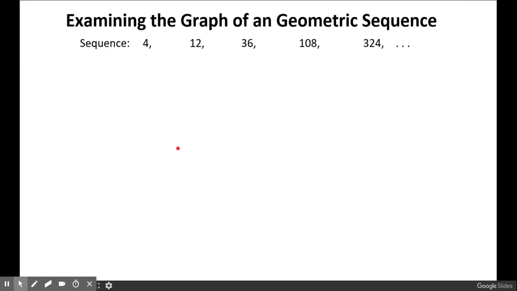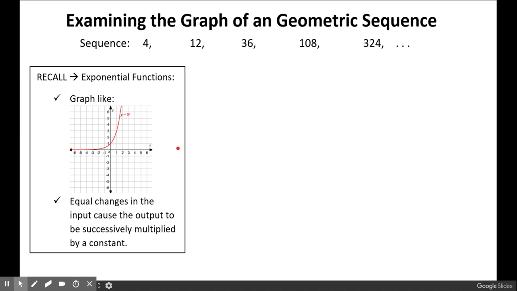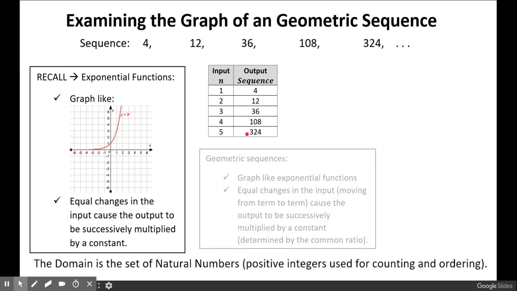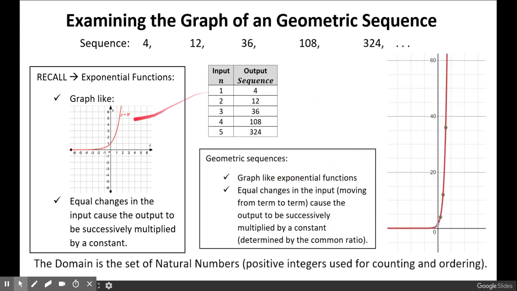Now let's take a look at the graph of a geometric sequence. I want you to remember that when we look at an exponential function with exponential growth, the graph looks something like this. In a geometric sequence, again, we use n as our input value, which is the domain of natural numbers, the counting numbers, and our output value is our sequence. You'll notice that we have an exponential looking graph here. So geometric sequences graph like exponential functions, because equal changes in the input cause the output to be successively multiplied by a constant. That would be our common ratio.